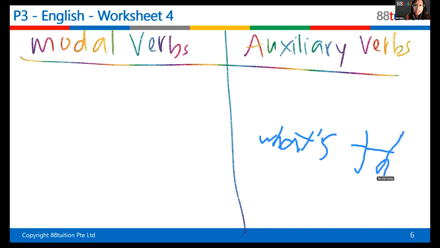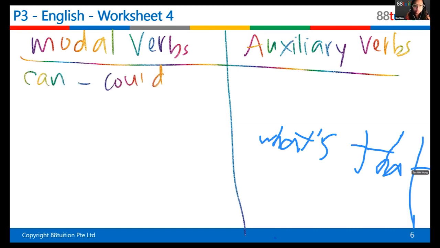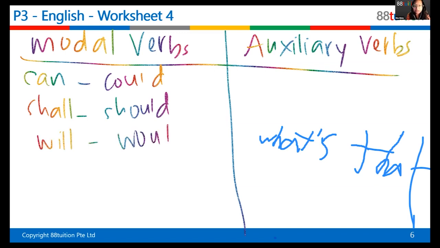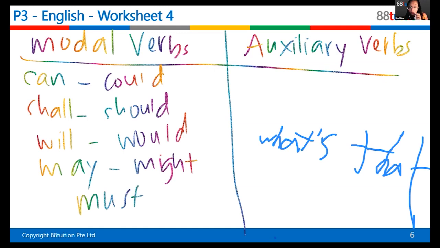There are 9 common modal verbs. These are modal verbs, okay? Can, could, shall, should. No, didn't is not a modal verb. Will, would. Write it down. Are you writing down? May, might, and must. These are all your modal verbs, okay?